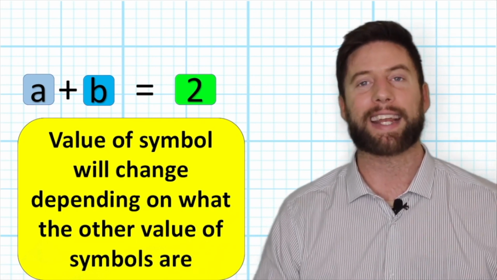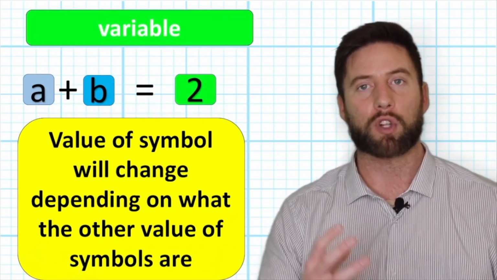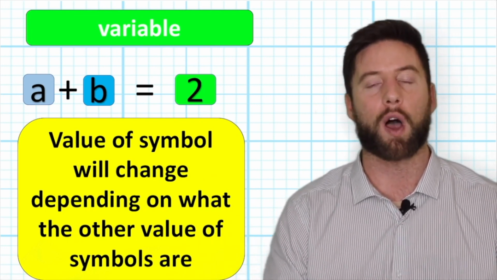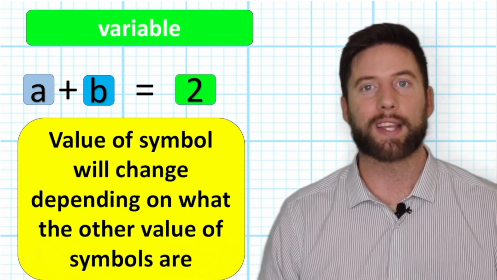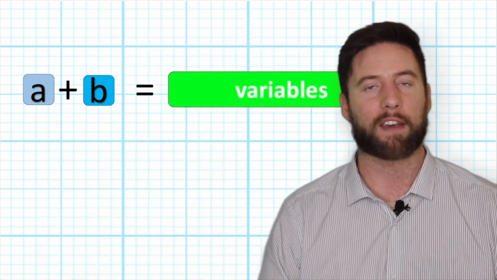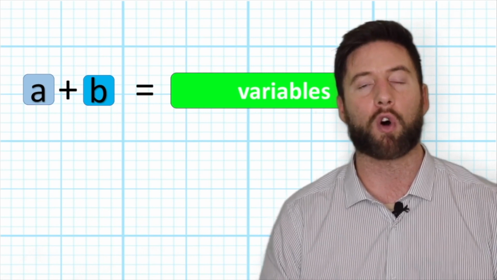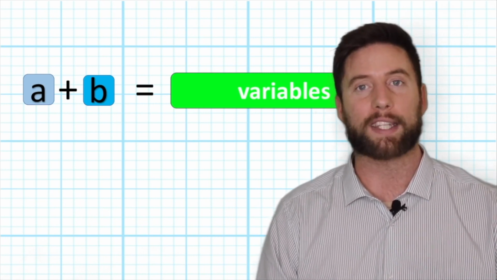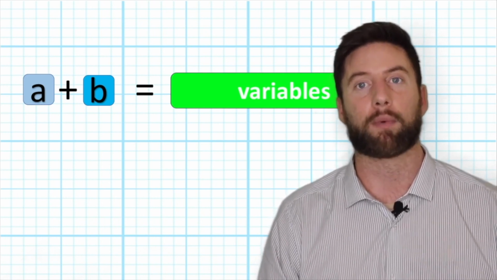And this means that it is variable. These symbols are variables. Their value can change depending on what else is happening around them. So in this example, both a and b are variables because their values can both change depending on what the other one is doing. So it's really common in algebra to refer to all letters and all symbols as variables.